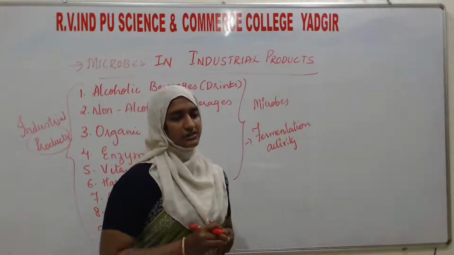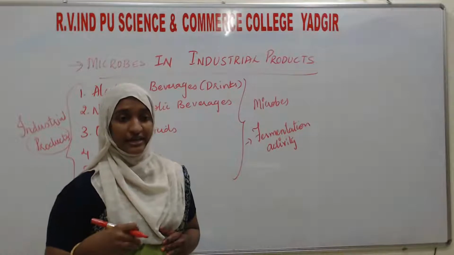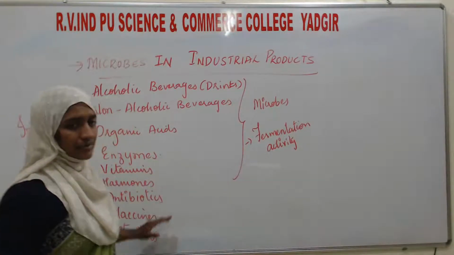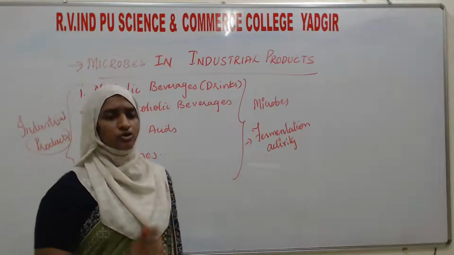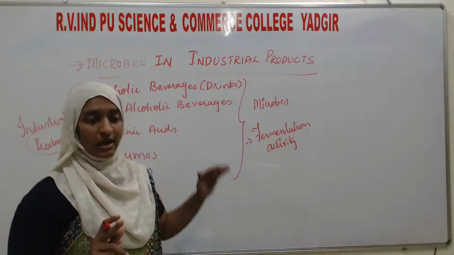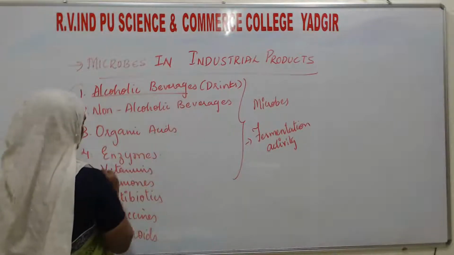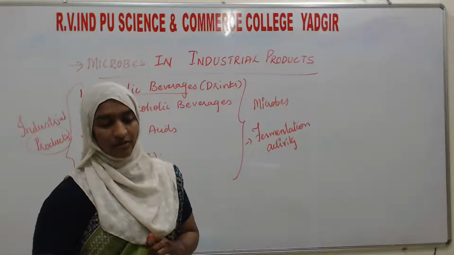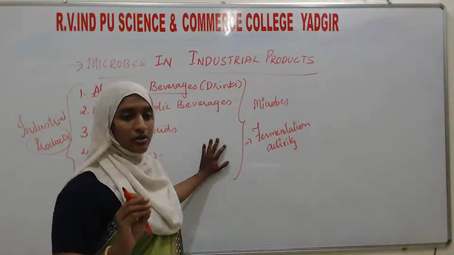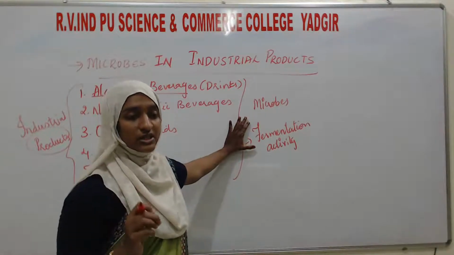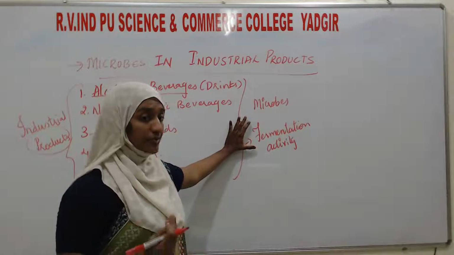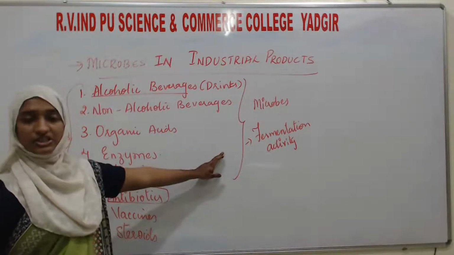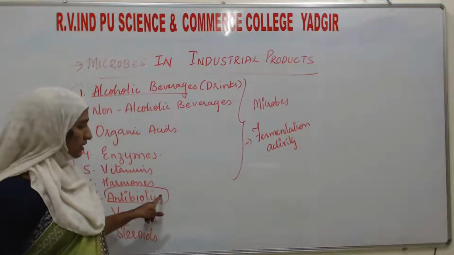Not all, but some of the products such as alcoholic beverages, non-alcoholic beverages, and organic acids undergo the fermentation activity for their production at the industrial level. The two main products among these are the alcoholic beverages and the antibiotics. As I told you, certain products undergo a fermentation activity. So, the two main products are alcoholic beverages and antibiotics. They undergo a fermentation process for their production.